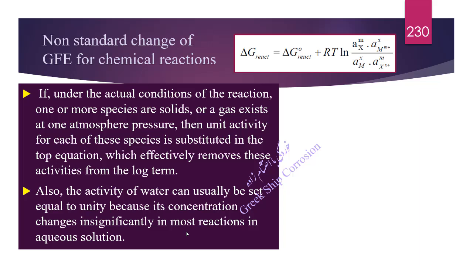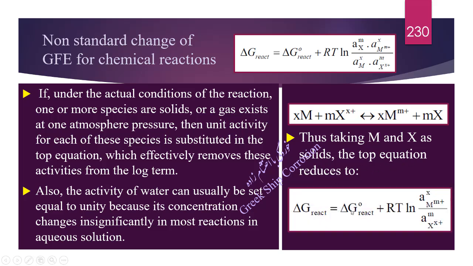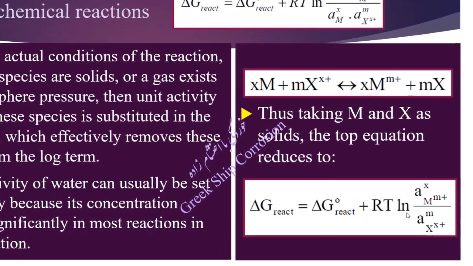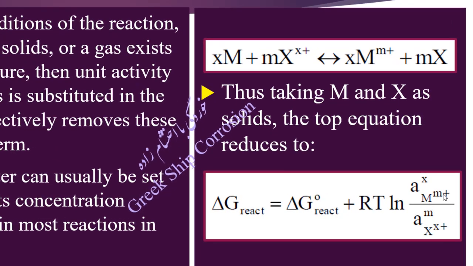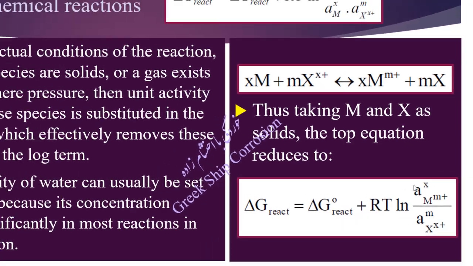Thus, taking M and X as solids, the top equation reduces to delta G reaction equals delta G naught reaction plus RT ln the activity of M^n+ to the power of x over the activity of XX^n+ to the power of m, or non-standard Gibbs free energy of the reaction equals standard Gibbs free energy of the reaction plus this sentence.